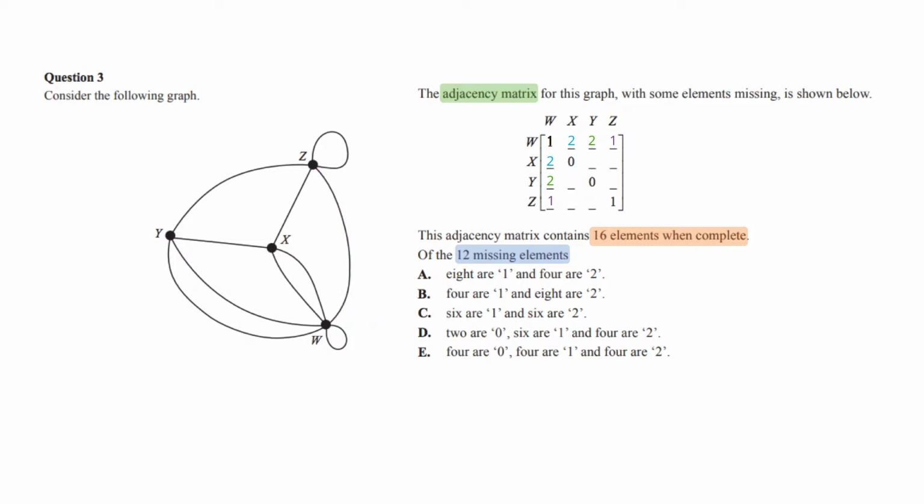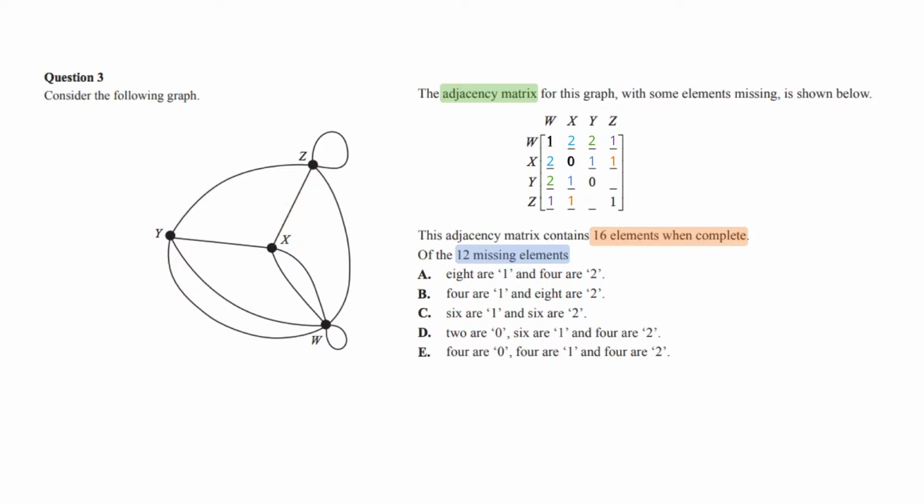Now let's look at vertex X. There are no loops. For this reason, there is a 0 in row 2, column 2. There is 1 edge between X and Y, so there is a 1 in row 2, column 3, and another 1 in row 3, column 2. There is 1 edge between X and Z, so there is a 1 in row 2, column 4, and another 1 in row 4, column 2.